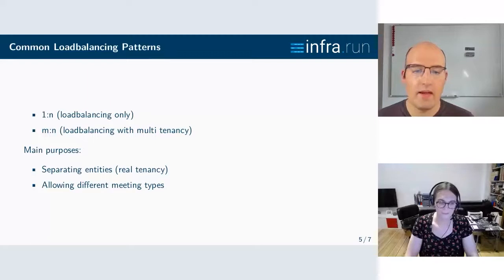And so we see that there's two patterns, like the load balancing only one-to-n thing, or the m-to-n, where there's actually multi-tenancy implemented. And we also see the main purposes. It's separating entities, be it for GDPR reasons, be it to be able to issue the API keys, to make good use of the cluster that may otherwise go unused, and to allow for different meeting types. Yes, and Samuel also raises the point that you may want to choose whether your backend's in the cloud or on-prem.